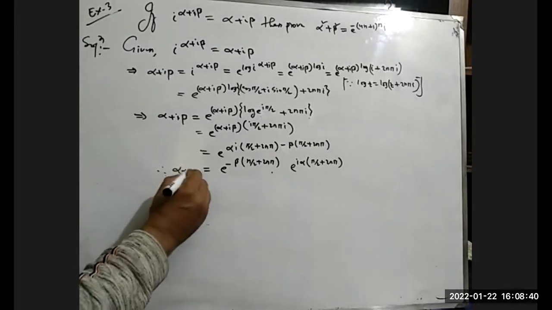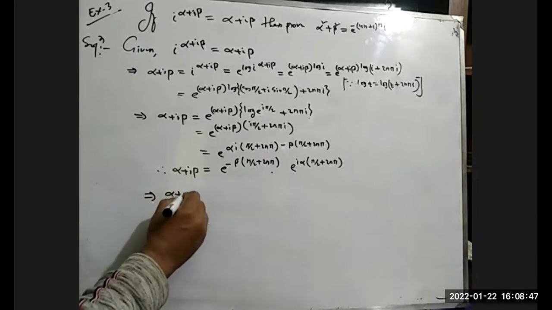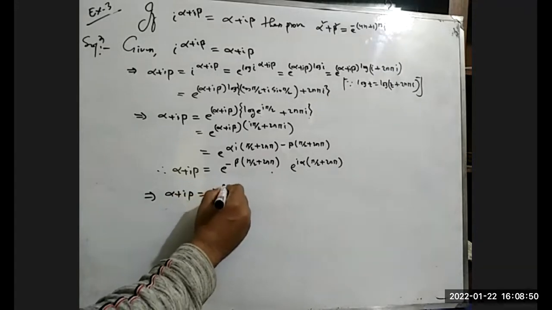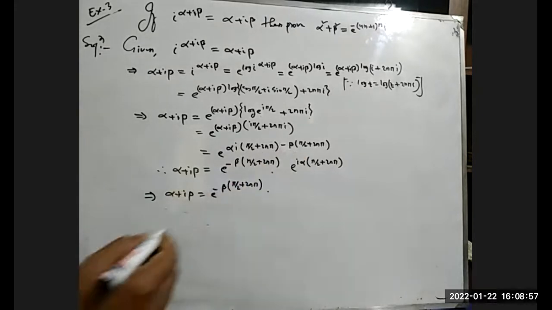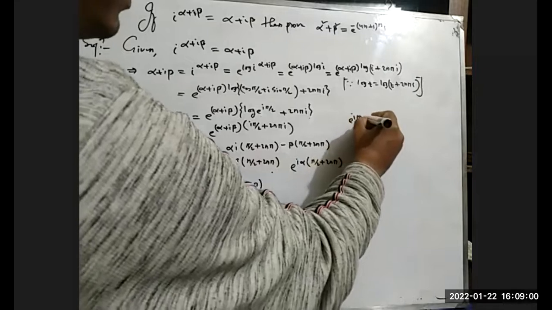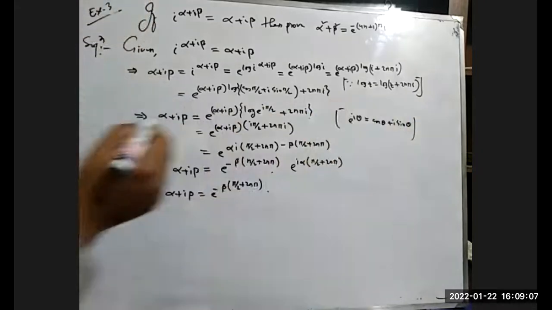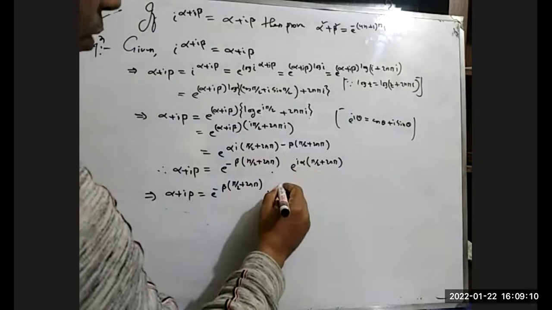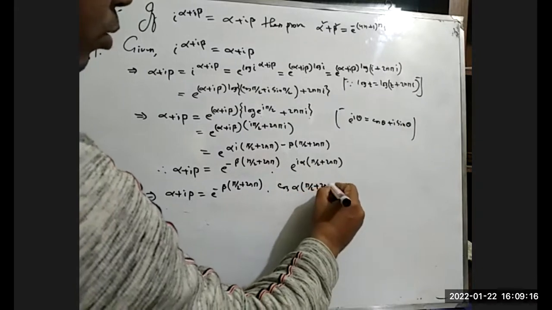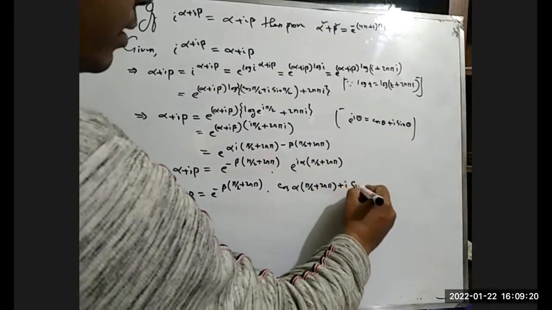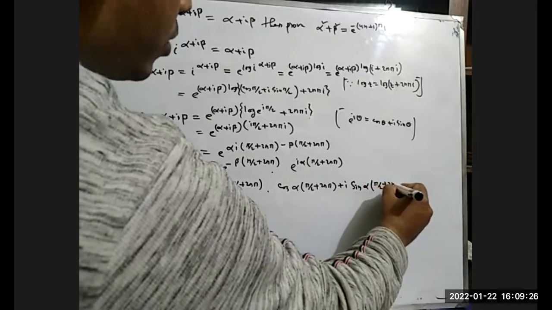So this is actually alpha plus i beta. So this can be written as e to the power minus beta pi by 2 plus twice n pi. E to the power i theta formula what? Cos theta plus i sin theta. This is the exponential form of a complex number. So this can be written as cos theta, theta means what? Alpha into pi by 2 plus twice n pi, i sin theta. Theta means what? Alpha into pi by 2 plus twice n pi.